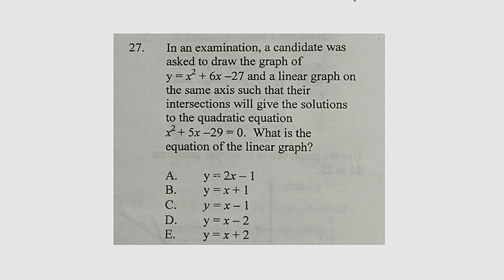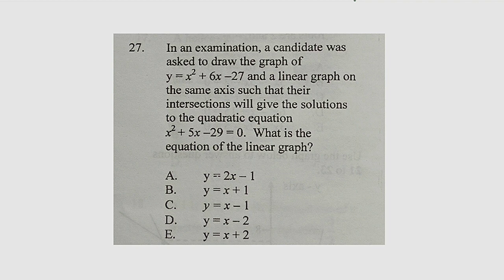All right, here is question number 27. It reads, in an examination, a candidate was asked to draw a graph of y equal to x squared plus 6x minus 27 and a linear graph on the same axis such that their intersection points, the linear and the quadratic graph, will give a solution to the quadratic equation x squared plus 5x minus 29 equal to 0. What is the equation of the linear graph?